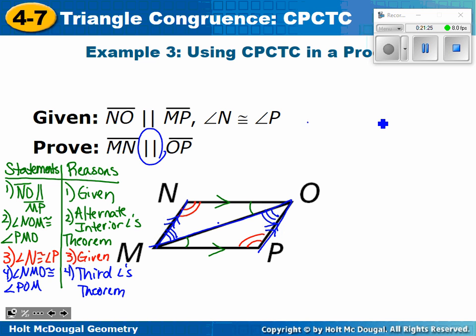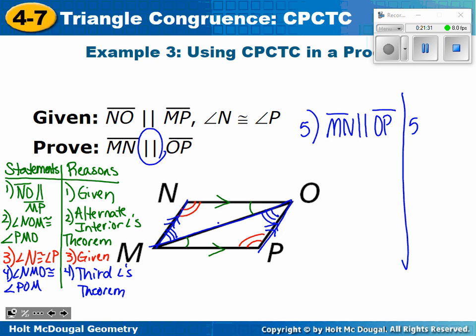So number 5, MN is parallel to OP. And what is the reason that they're parallel now? Okay, these are alternate interior angles, and if they're congruent, then the lines that make them are parallel. So that's the converse of the alternate interior angles theorem.